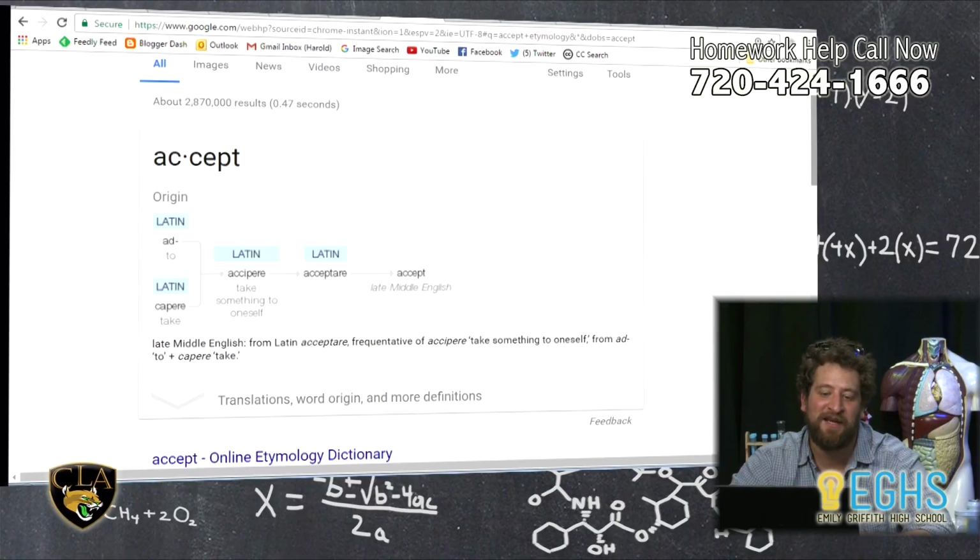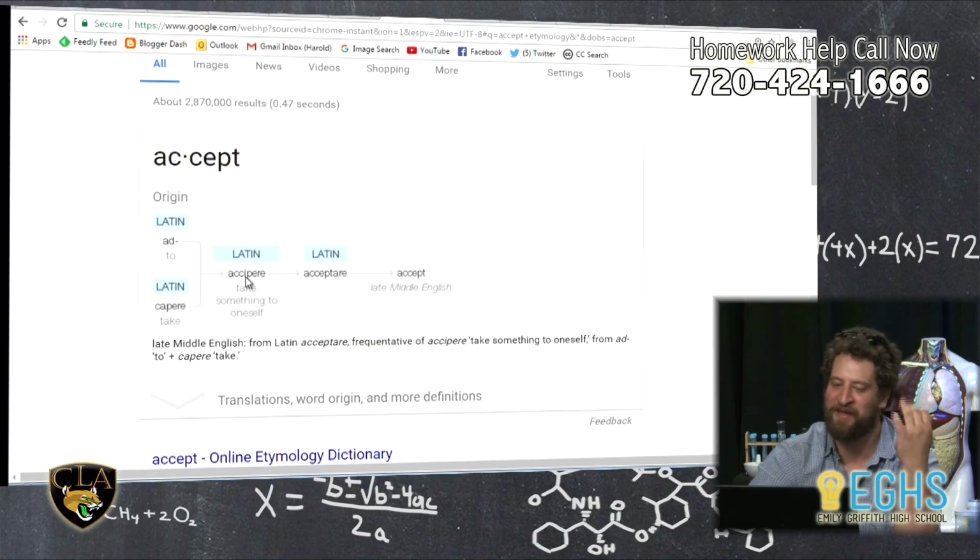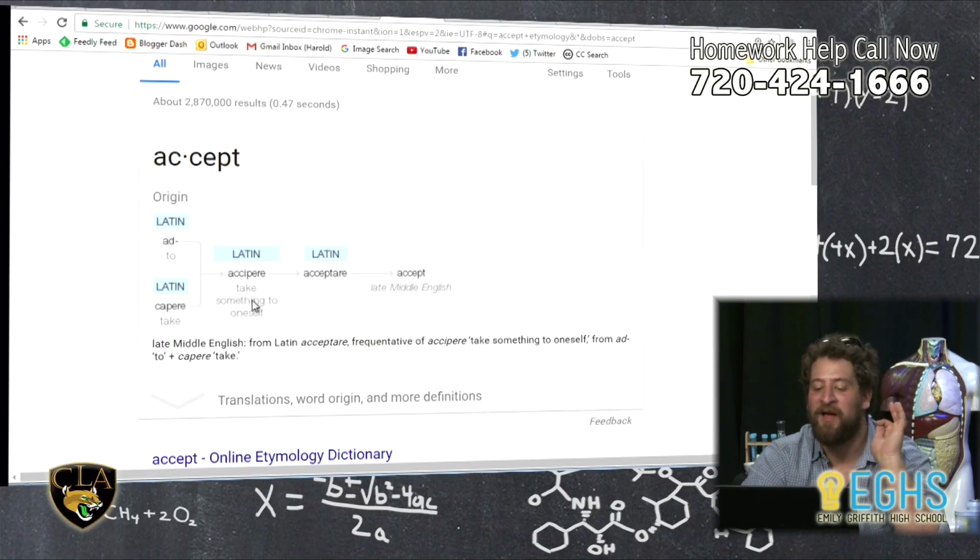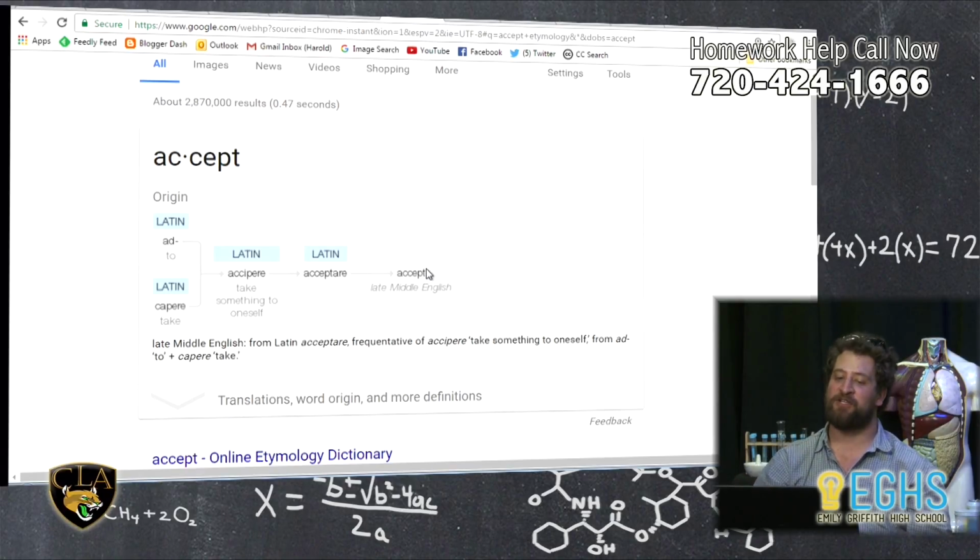In the case of accept, you can see from this chart that accept is a Latin word with a Latin prefix put on it. So ad, which means to, as a prefix, and capere, which means take. And so accapere would have been the verb, or I think it's accapere, so how you'd say it, maybe I'm not sure. But that would be to take something to oneself, and then you can see how that form of the word becomes acceptare, and then eventually accept in Middle English, and then it's been around.